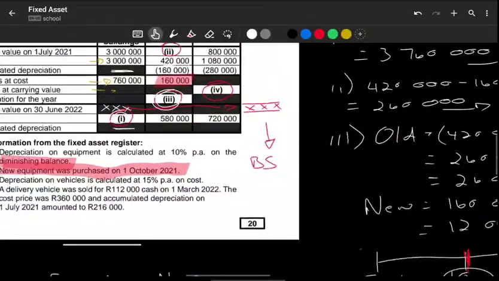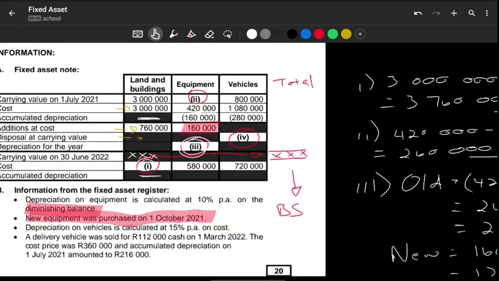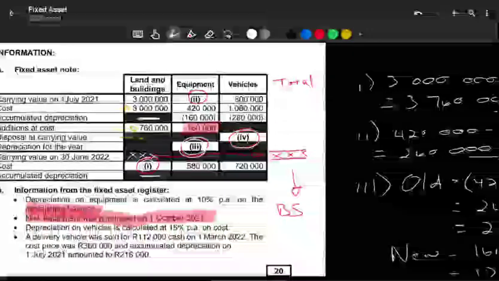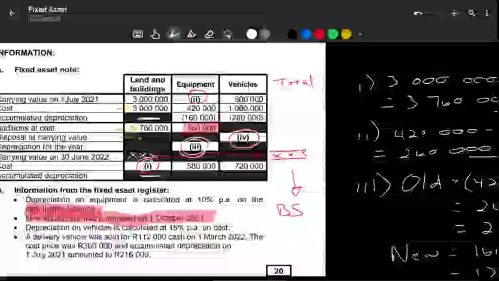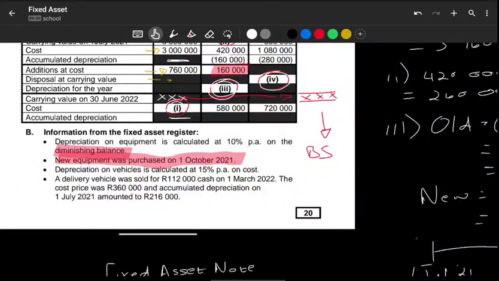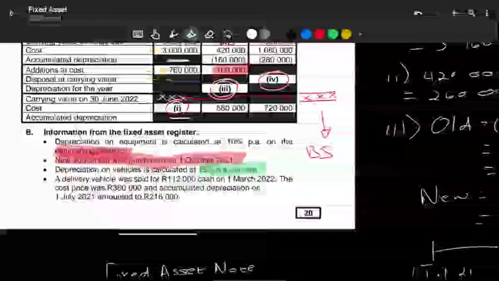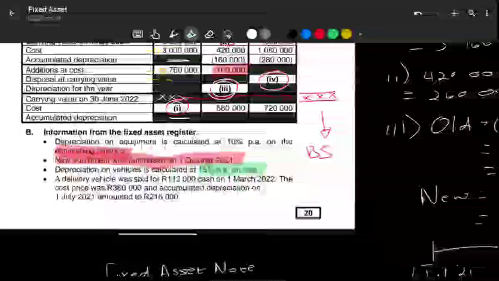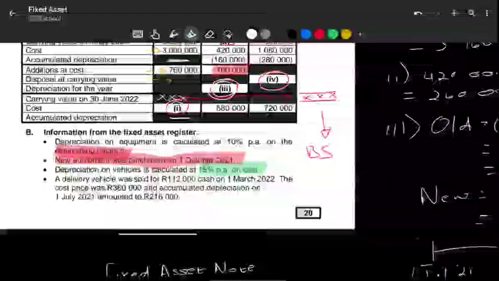Moving on to number 4. Number 4 is asking us to calculate the disposals on carrying value for vehicles. So let's read further here. Depreciation on vehicles is calculated at 15% per annum on cost. This one is on cost. We don't factor in the depreciation. And then they further tell us that the vehicle was sold for 112,000.